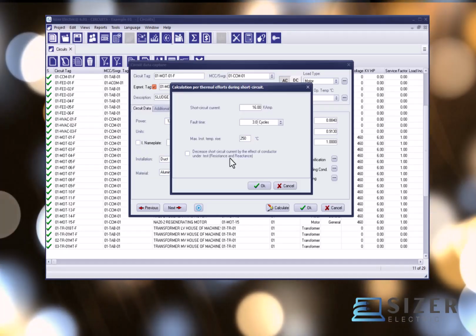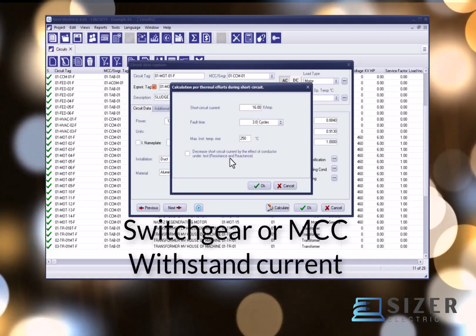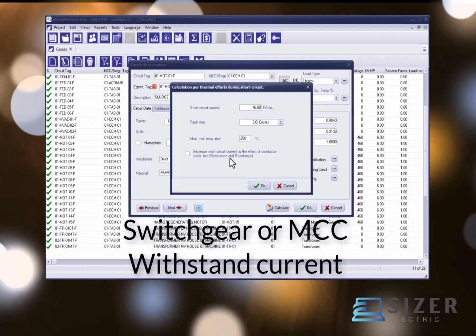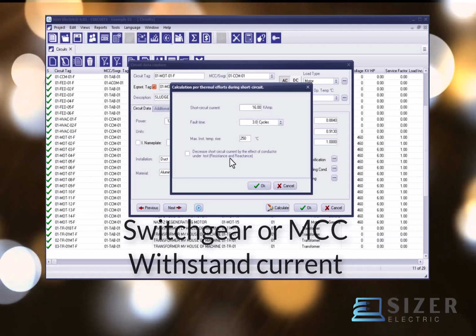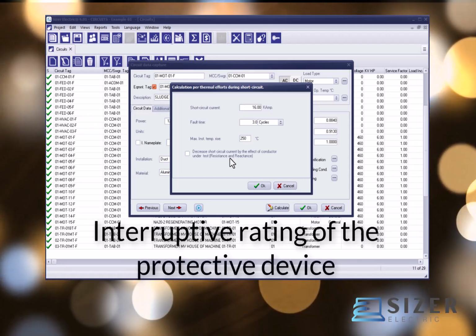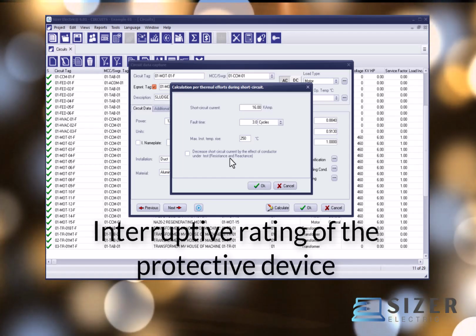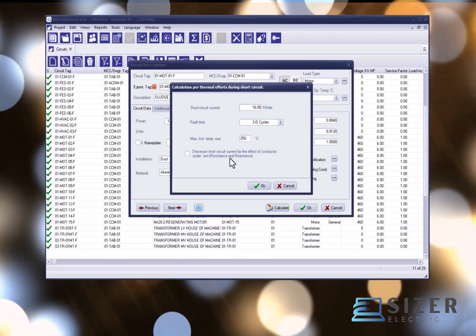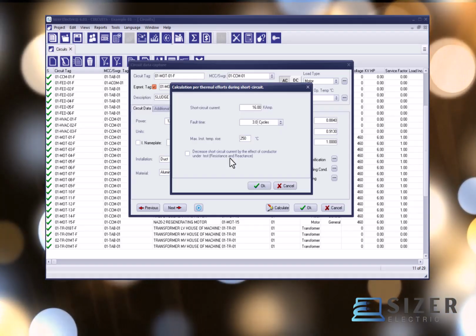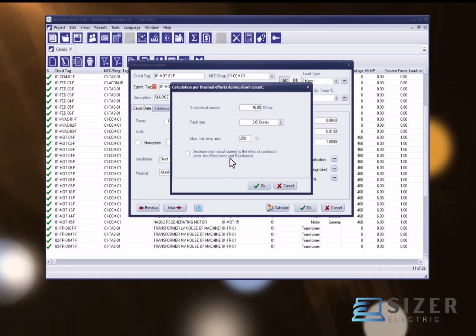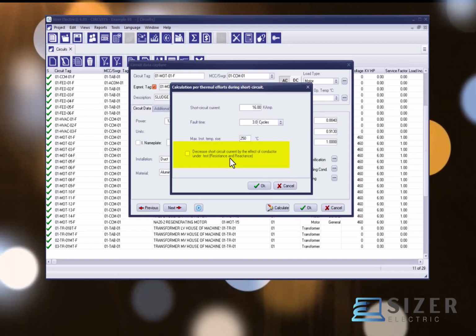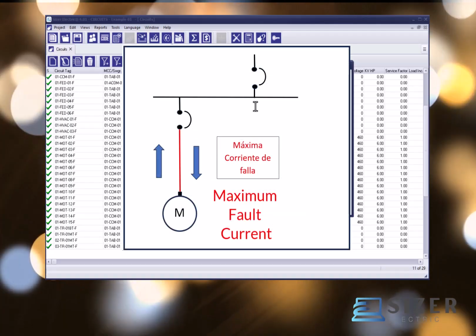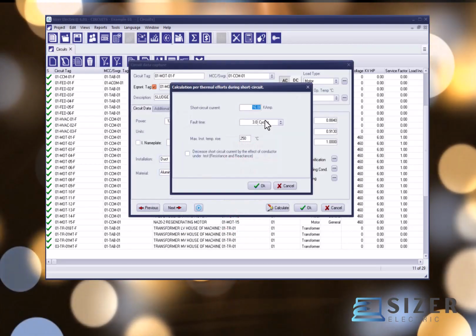A common practice is to assume the short time withstand rating of the MCC or switchboard, which follows standardized values and represents, in the worst case, the maximum current that could occur in this part of the system. Another option is to use the interrupting rating of the protective device as the maximum fault current flowing through the circuit. While these assumptions ensure the most critical operating condition, they may also lead to costly conductor oversizing. To understand the effect of this checkbox, consider that the conductor must carry the maximum fault current really flowing through it. Let's analyze the maximum current transported by the conductor.